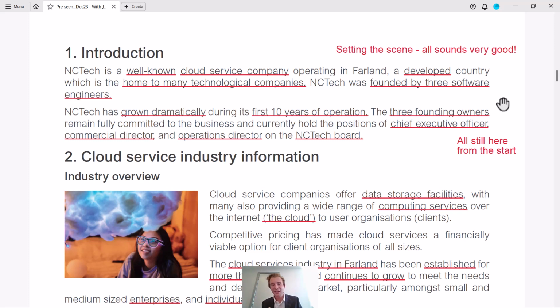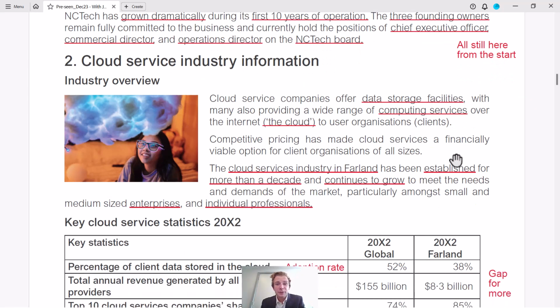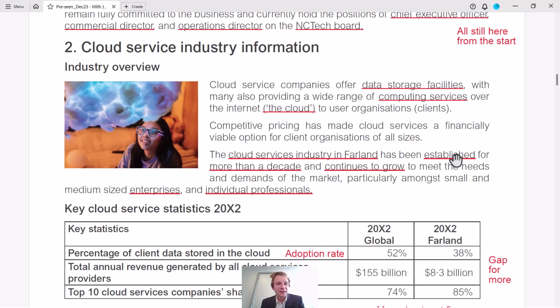They've got the intel, they have the drive to bring the business on further, or you could say, right, should we actually be looking to bring on new expertise? So it all looks pretty nice for NCTech so far, and as they said in the introduction, they're part of a cloud service industry. Information now gives you a little overview. It's all about data storage facilities and computing services on the cloud-based system.